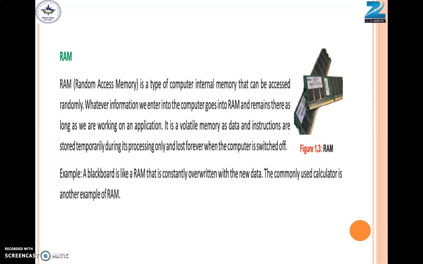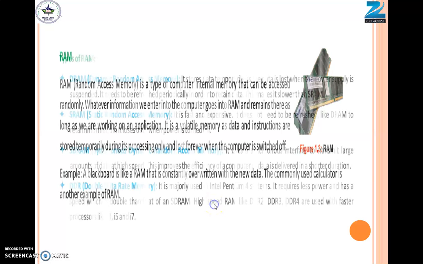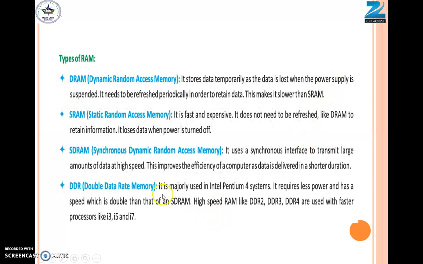It is just like the blackboard or green board we are writing upon. It is there till the teacher wipes or erases it. So it is a temporary kind of memory. A backdrop is like RAM that is constantly overwritten with new data. The commonly used calculator is another example of RAM. Blackboard is one type of RAM.